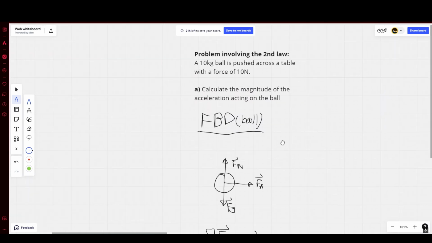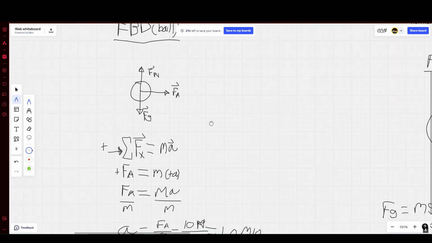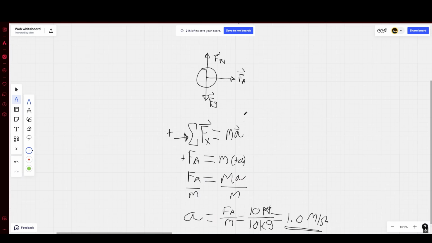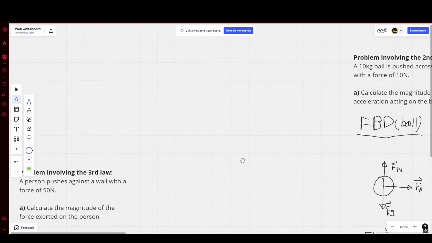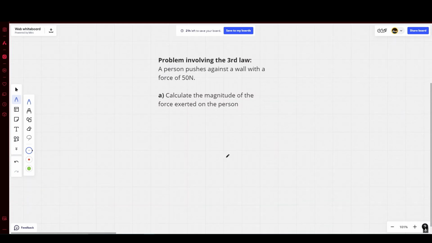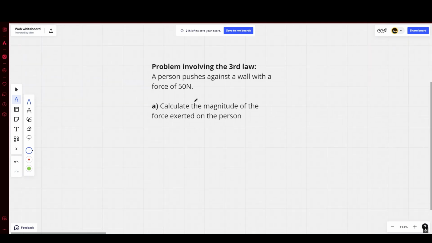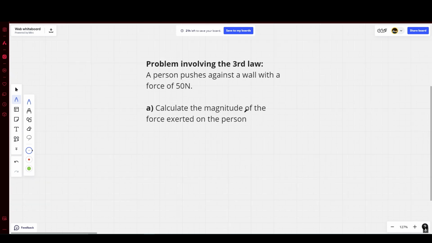Again, in the 5th and 6th and so on, we're going to make the problems way harder. Now we'll move on to the final one, which is using the third law. Now this one is mainly just logic. So it says that a person pushes against a wall with a force of 50 newtons, and we need to calculate the magnitude of the force exerted on the person.